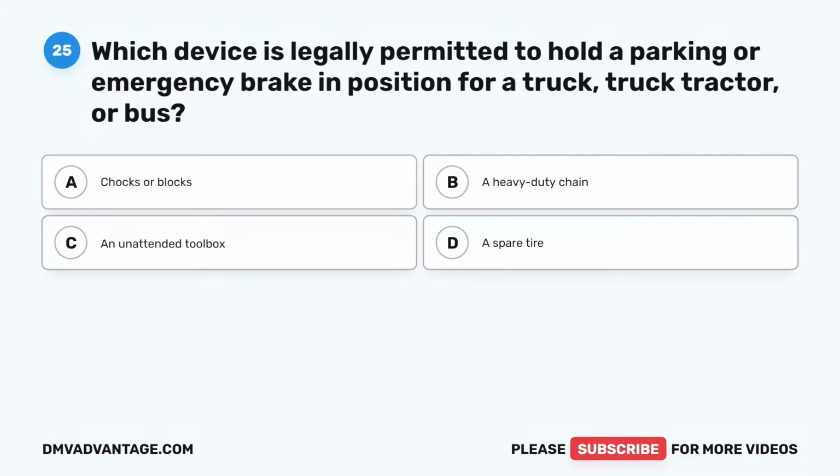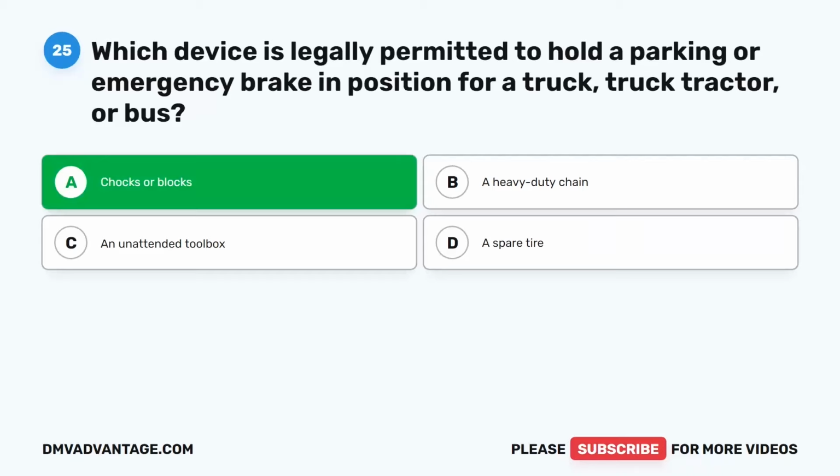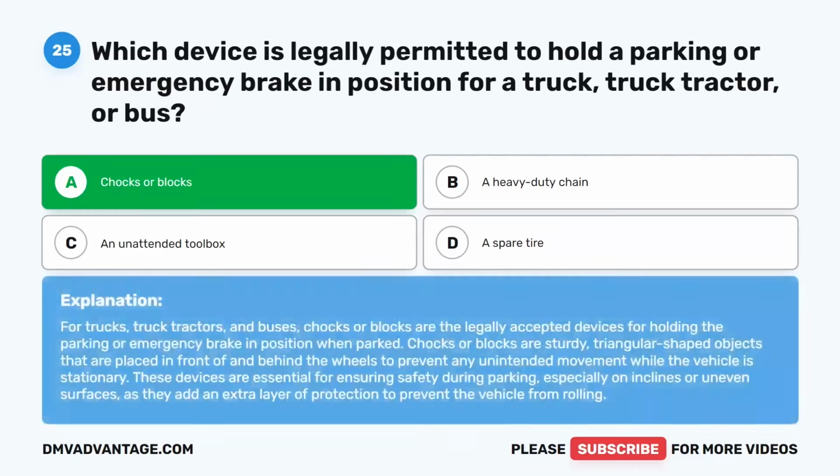Question 25. Which device is legally permitted to hold a parking or emergency brake in position for a truck, truck tractor, or bus? A, chocks or blocks. B, a heavy-duty chain. C, an unattended toolbox. D, a spare tire. The correct answer is A, chocks or blocks. For trucks, truck tractors, and buses, chocks or blocks are the legally accepted devices for holding the parking or emergency brake in position when parked.